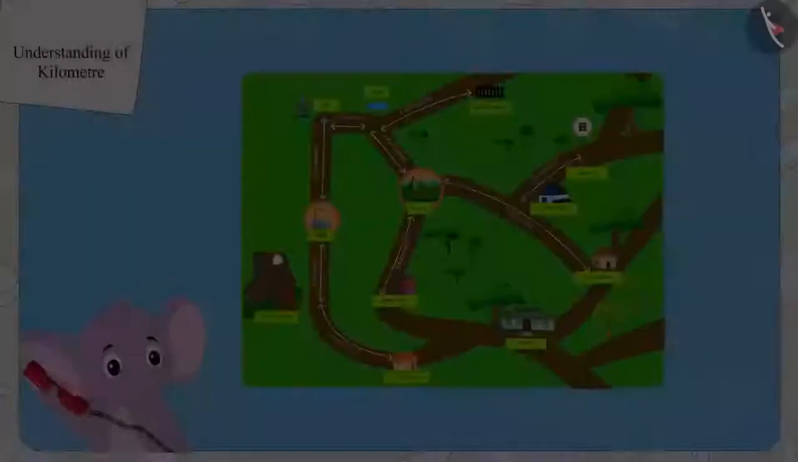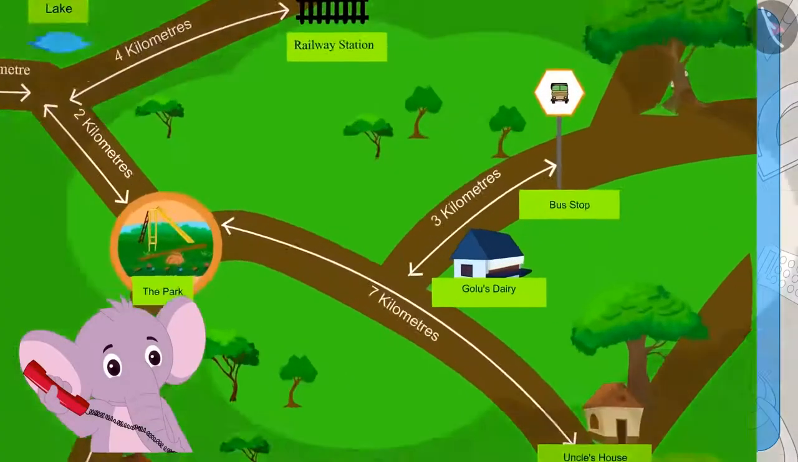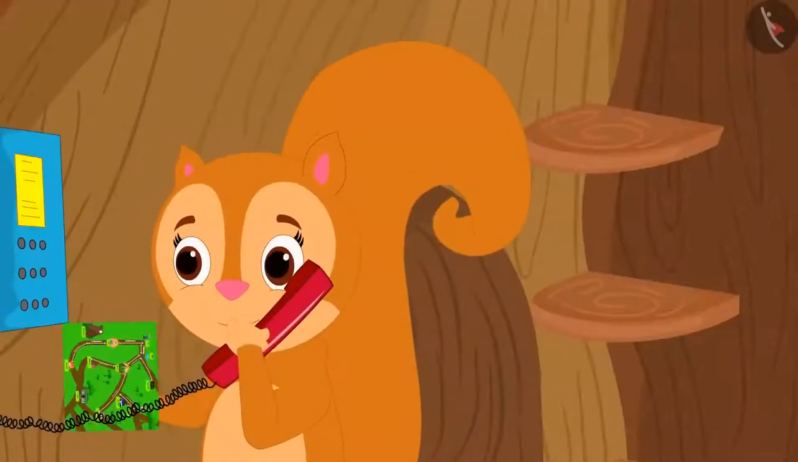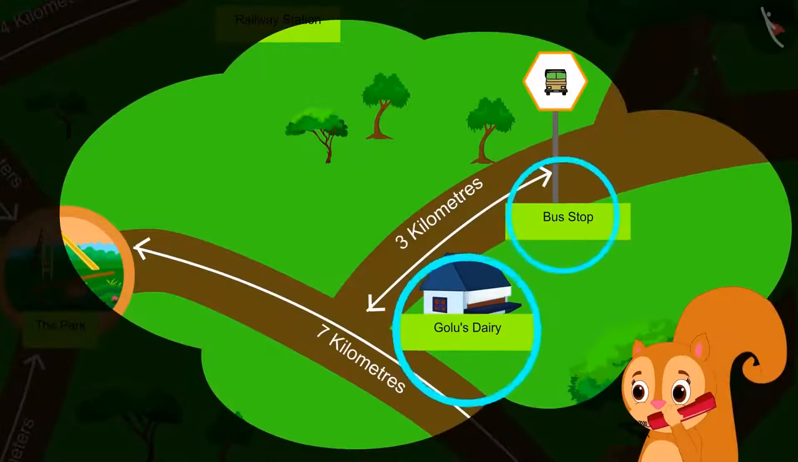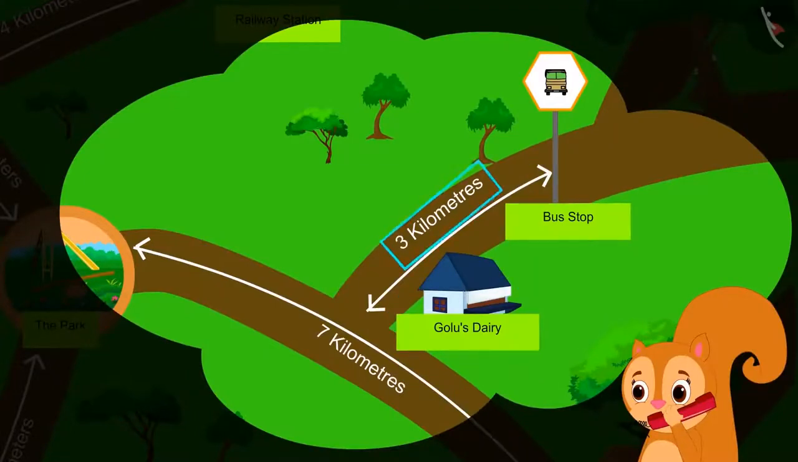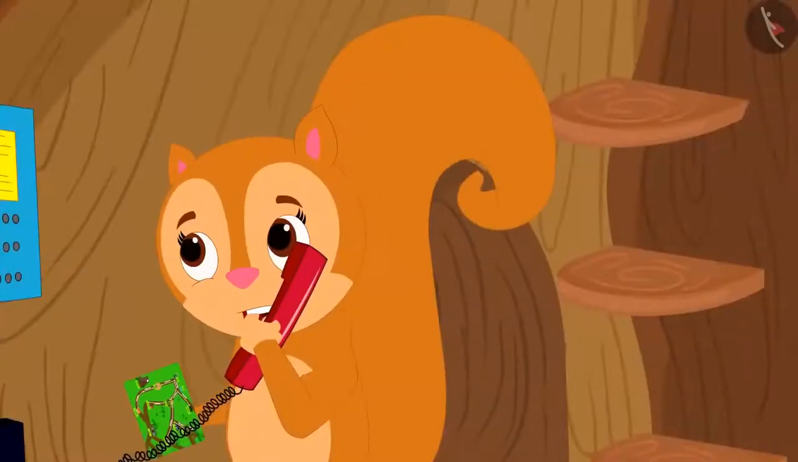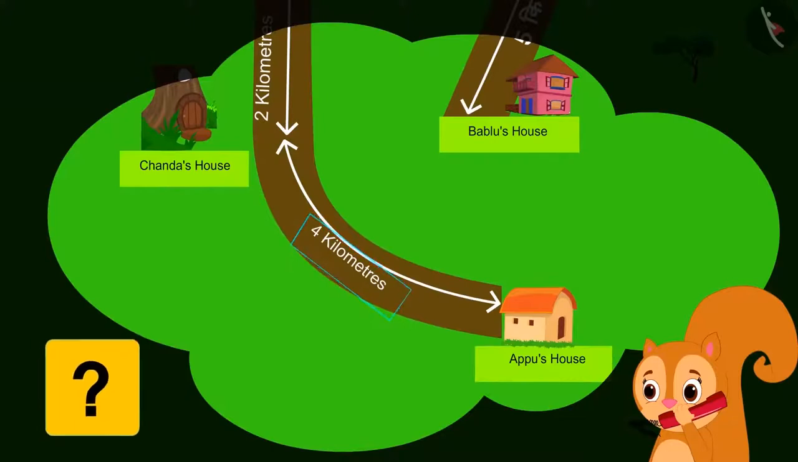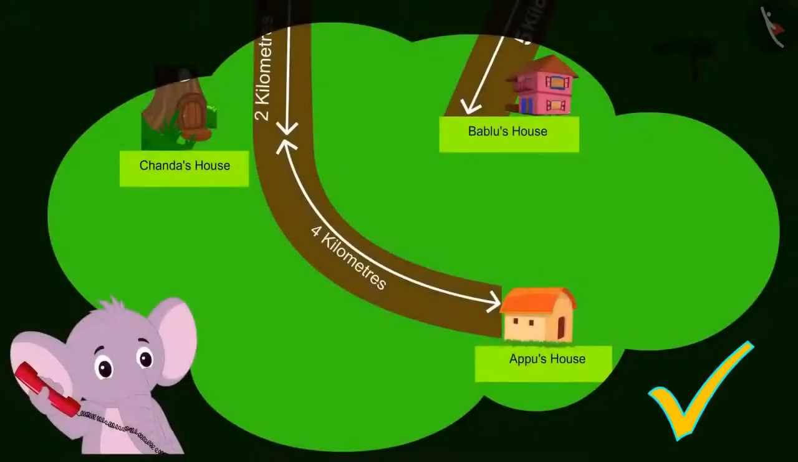Appu told Chanda. Look, can you see Golu's dairy on the map? The dairy is 3 kilometers away from the bus stop. Chanda quickly noticed the places on her map and also saw the distance written between them. Now Chanda said to Appu, Appu, I can see your house and mine on the map too. And 4 kilometers is written between your house and my house. So is my house 4 kilometers away from your house? Yes, Chanda. You have read the map correctly.